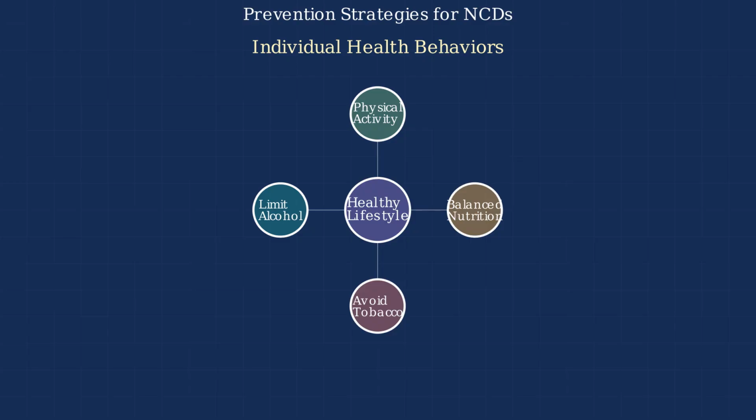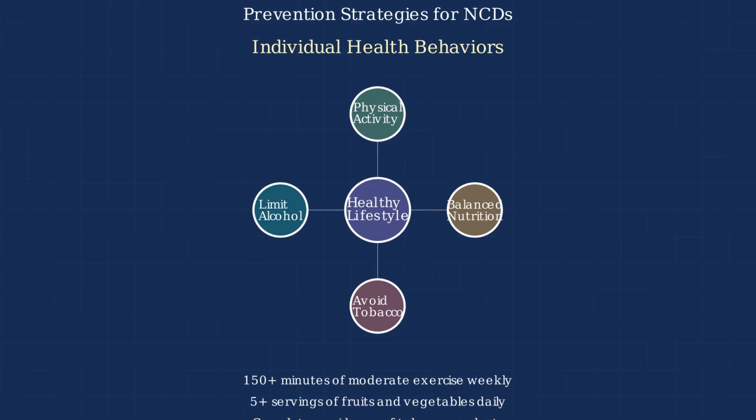Individual health behaviors play a critical role in NCD prevention. The four key behaviors include regular physical activity, balanced nutrition, avoiding tobacco products, and limiting alcohol consumption. Health guidelines recommend at least 150 minutes of moderate exercise weekly, 5 or more servings of fruits and vegetables daily, complete avoidance of tobacco products, and limited alcohol consumption.